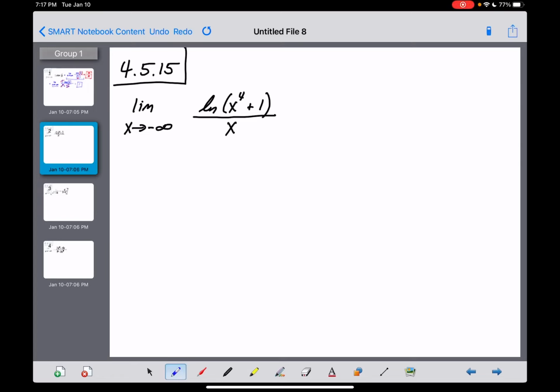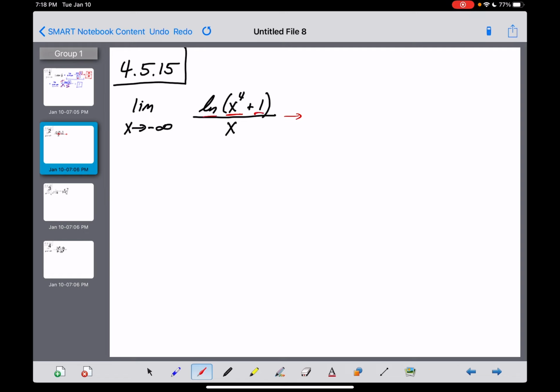In number 15 here, we've got the limit as x approaches negative infinity of the natural log of x to the fourth plus 1, all over x. So the first thing, of course, we would try is plug and chug, and what's going to happen there? We end up taking an infinite number, although it's negative, but that doesn't matter here. We're going to take it to the fourth power, which basically is approaching infinity. Plus 1 is irrelevant then.